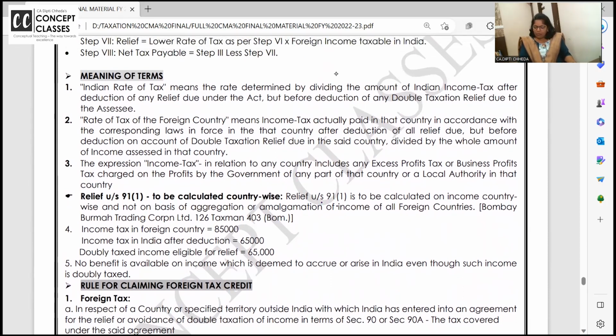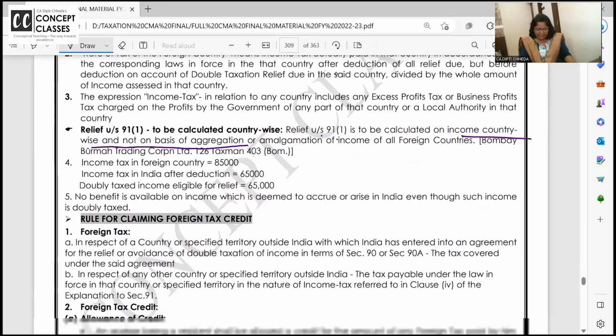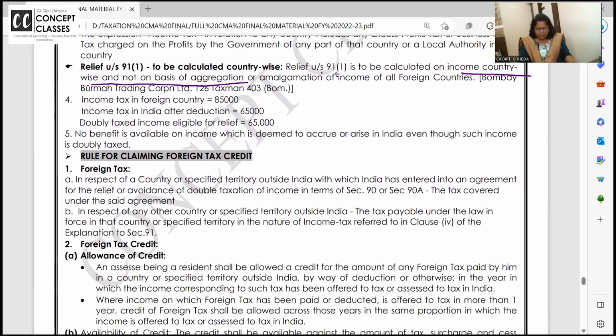If you get relief from more than one country, you have to calculate relief country-wise and not aggregate. चलो, foreign tax credit. इसको ना orally पढ़ते हैं. From this very nice, beautiful, छोटा सा MCQs are picked up and asked in exam. तो इसको करते हैं फिर से. ये देखो, foreign tax credit.